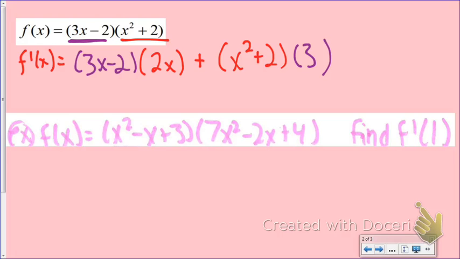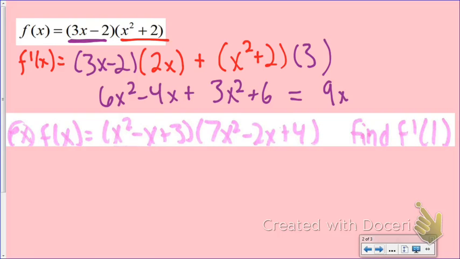Now, if I wanted to FOIL this out, I could. Depends what your answer is looking like. Before this is completely simplified, let's go ahead and just FOIL it to get my final answer. So I would have 6x squared minus 4x plus 3x squared plus 6, which gives me a final answer of 9x squared minus 4x plus 6.